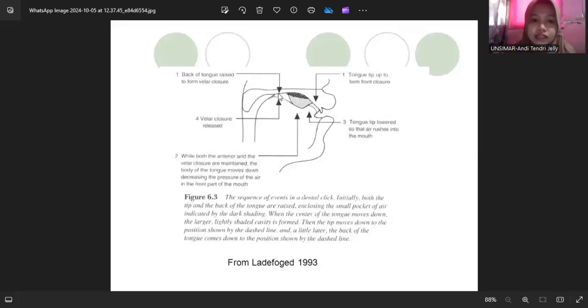The person here pushes the back of the tongue, and then after that, in this, and in this. Yeah, I think that's all from me about the topic velaric initiation.